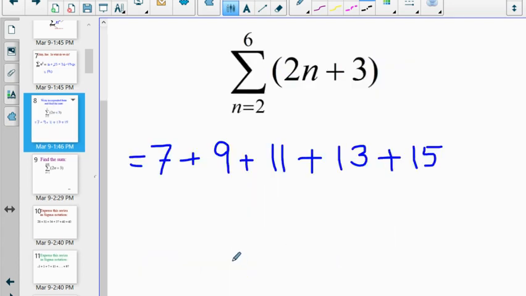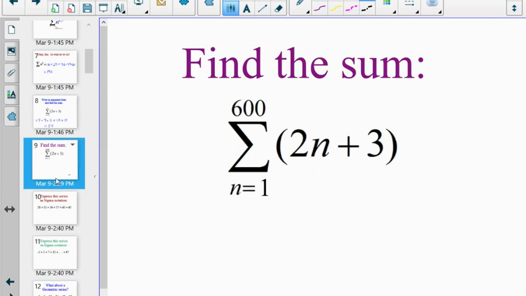And then we add up these terms. Again, I'll just pull up my calculator and do 7 plus 9 plus 11 plus 13 plus 15. I get 55 when I do that. So the sum of these terms is 55. Then we get to something like this. Find the sum as n goes from 1 to 600 of 2n plus 3.